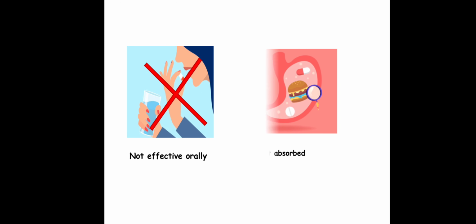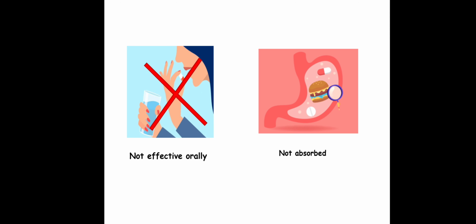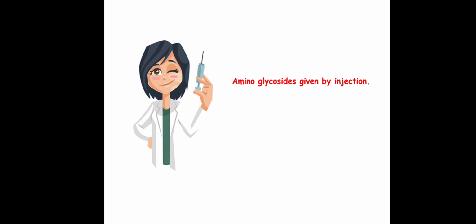Now, as a group, a special point to remember about aminoglycosides is that they are not effective orally. The reason is that they are not well absorbed. Because they are not effective orally, we need to give aminoglycosides by injections only.